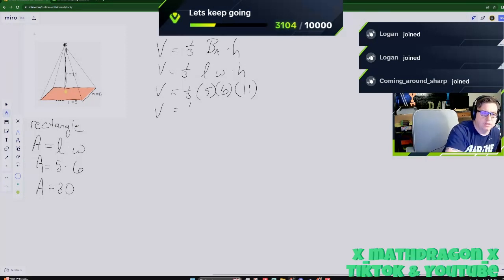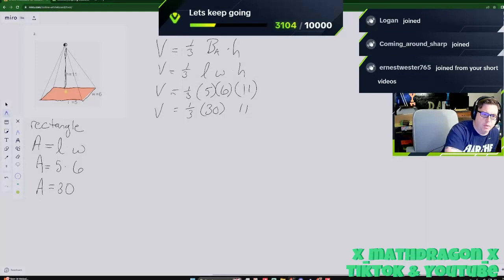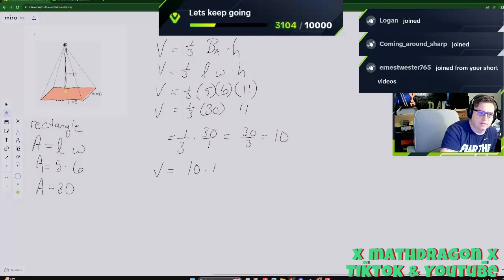Now, we already did 5 times 6, and we got 30. My brain's going a little too fast for me. I know 30 divided by 3, or 1/3 times 30. So if we're dealing with fractions, it's 1/3 times 30 over 1, and we're just going to multiply straight across. So we get 30 over 3, and 30 divided by 3 is just going to be a 10. Okay, so my volume is going to be 10 times 11. Anytime you have a 10, just add a 0 onto the other one, and we have 110.